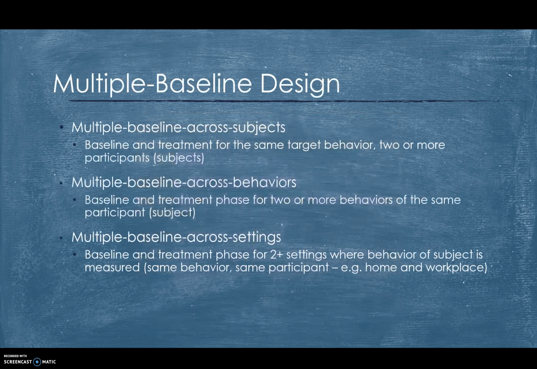Multiple baseline design, there are 3 different types that are covered in your textbook for Miltenberger. So we've got multiple baseline across subjects. That's when the baseline and the treatment are for the same target behavior, but there are multiple participants. Multiple baseline across behaviors, we've got baseline and treatment for 2 or more behaviors with the same person, looking at multiple behaviors. And then we have multiple baseline across settings. So we are looking at the same behavior and the same participant, different settings like home and work, for instance.